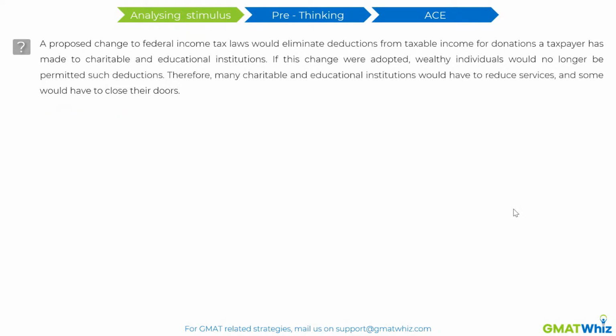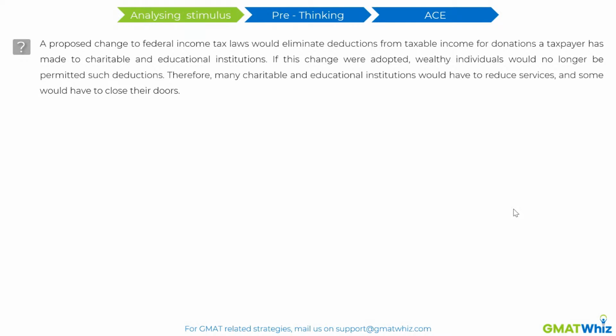So, note how I'm going to analyze the stimulus. A proposed change to federal income tax laws. Okay, so we are talking about a change that has been proposed, not enacted yet, but proposed, and this change is to be made to these income tax laws. Okay, what would this change do? It would eliminate, that means remove, the deductions from taxable income. All right, so any deductions that are supposed to be granted on taxable income will be removed once this proposal goes live. And what are these deductions for? These deductions are for donations a taxpayer has made to certain types of institutions. What types? Charitable and educational institutions.